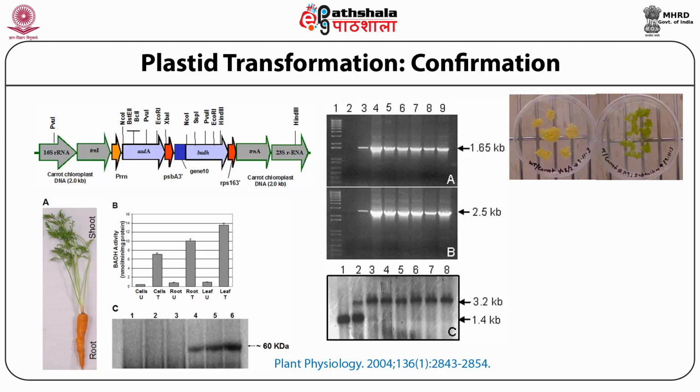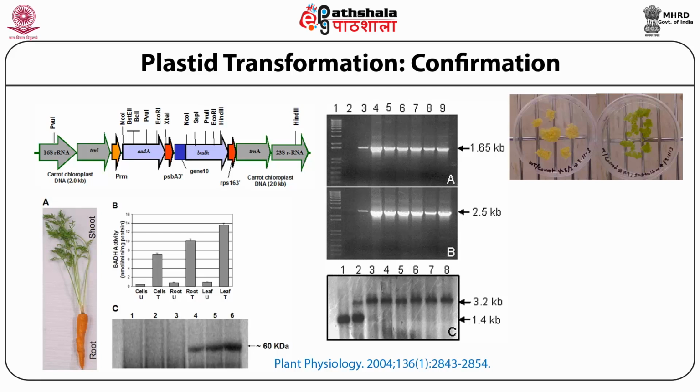this is a simple PCR. We can confirm by landing our primer on the gene of interest, and we can see on the gel that your gene has been integrated. Then there is panel B. Again, for another gene, you can cross-confirm that this gene has been integrated.